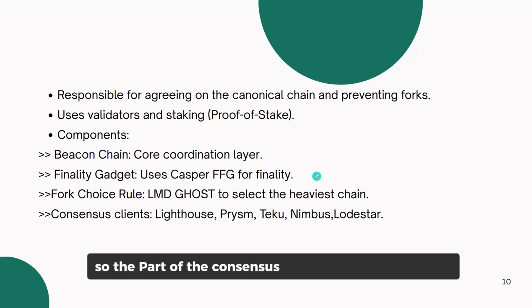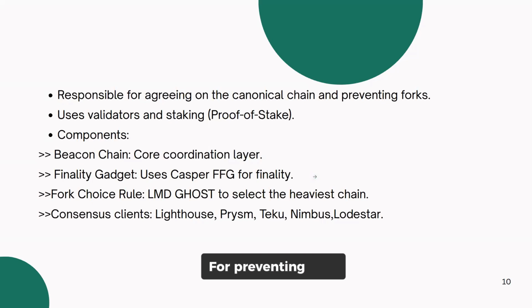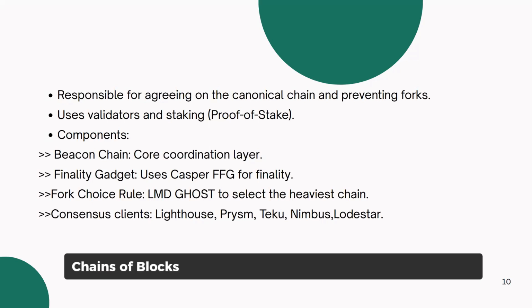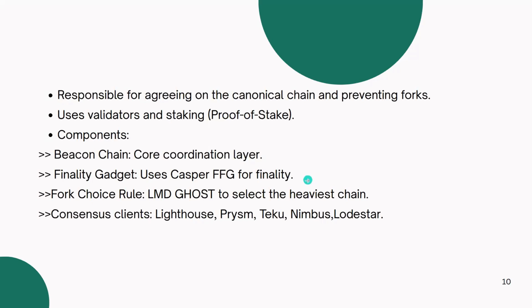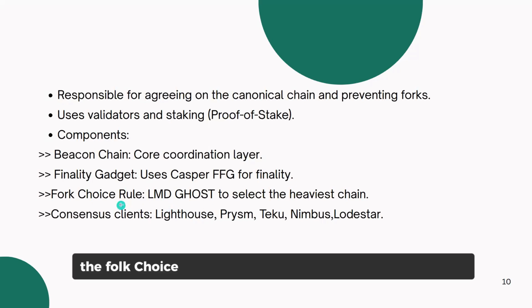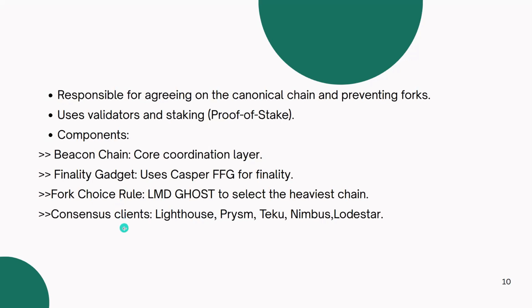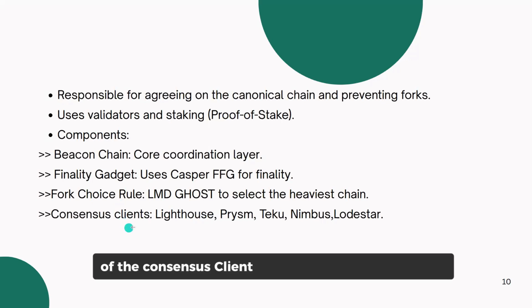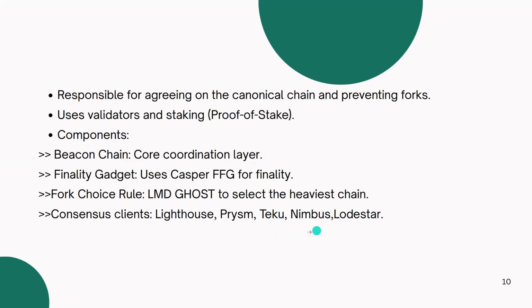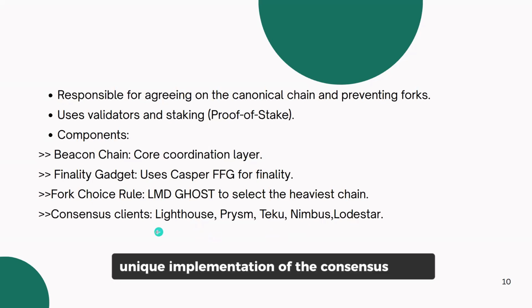The part of the consensus layer responsible for preventing forks: we don't have simultaneous chains running in a network. This is literally what we call a fork. We don't have two different chains of blocks added to the network. To prevent that, the part of the consensus layer that does it is LMD GHOST, the fork choice rule. It's very important to understand this. Some examples of consensus clients we have are Lighthouse, Prysm, Teku, Nimbus, and Lodestar. All of these are unique implementations of the consensus layer.